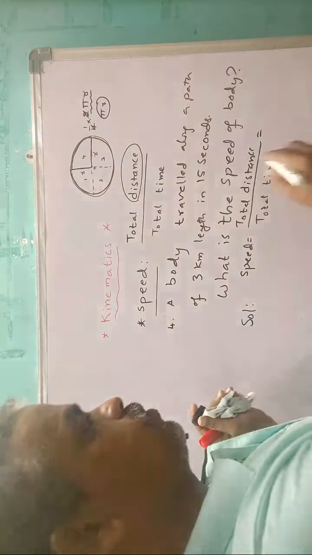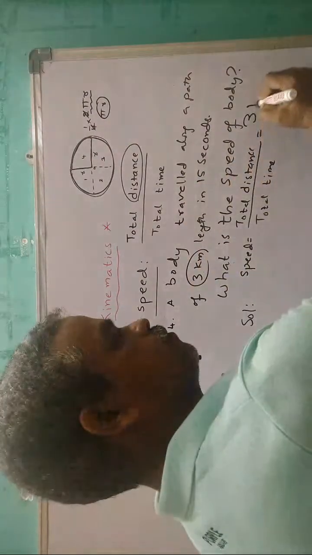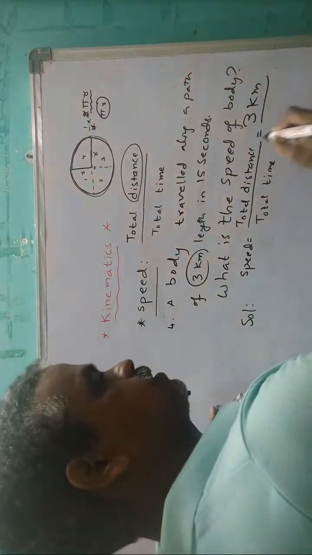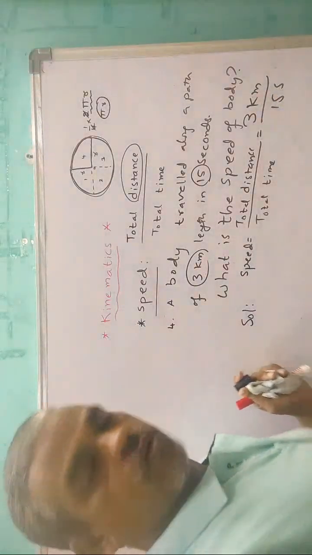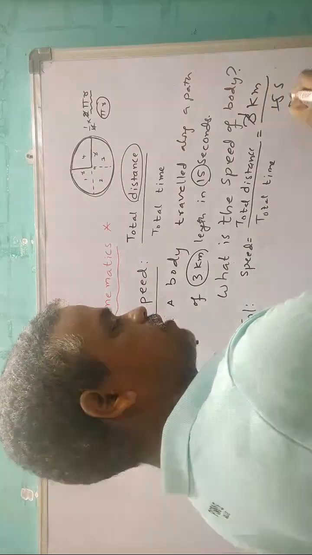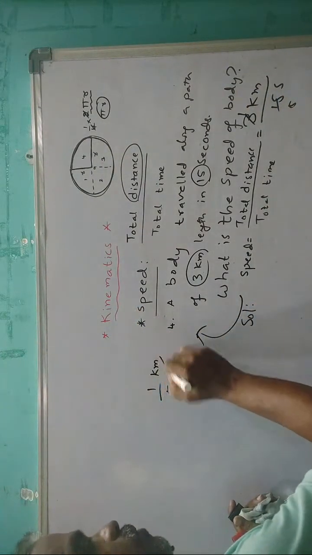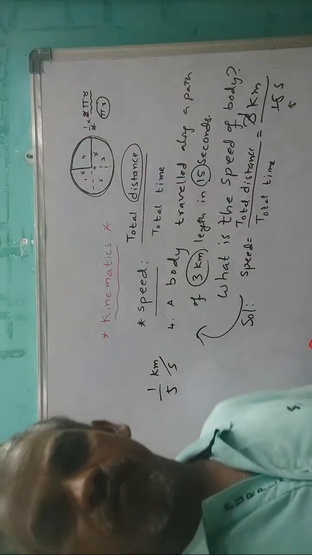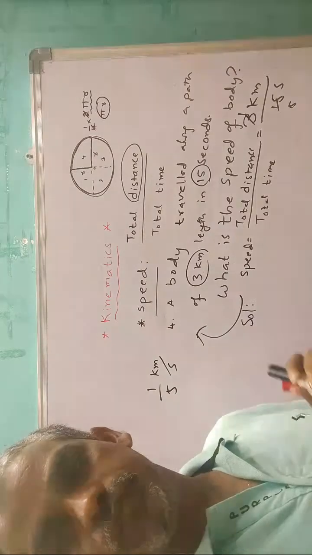Okay. Total distance here is 3 kilometers. Total time is 15 seconds. So 3 by 15, finally you will get 1 by 5 kilometer per second. 1 by 5 kilometer per second. Is it okay?